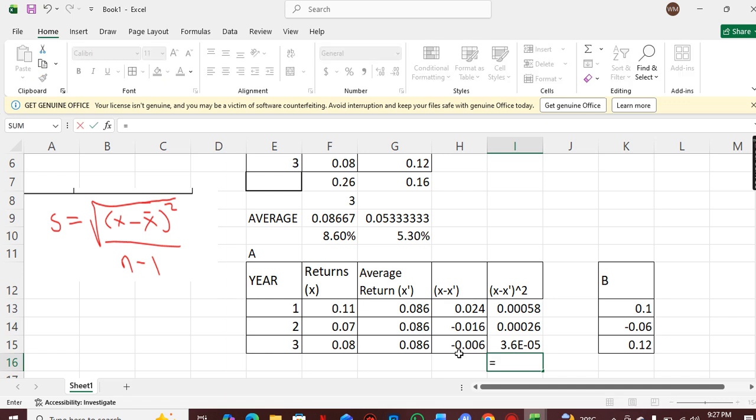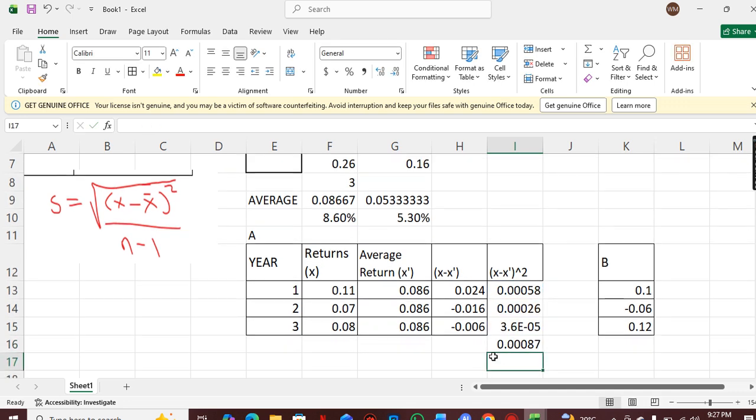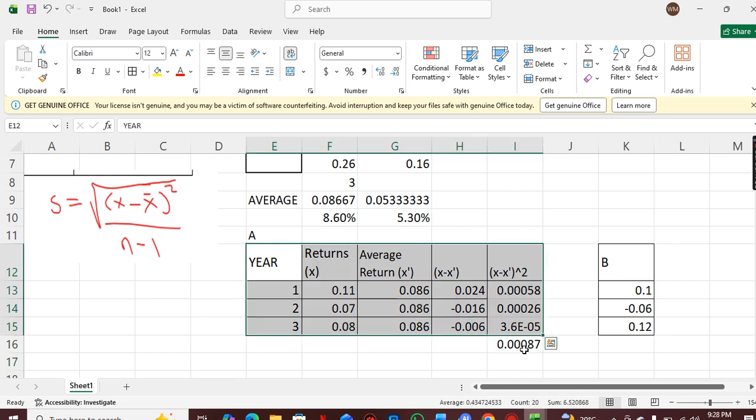And then you add, and you get 0.00087. Okay, so we have done with it. Is there a question, madam?